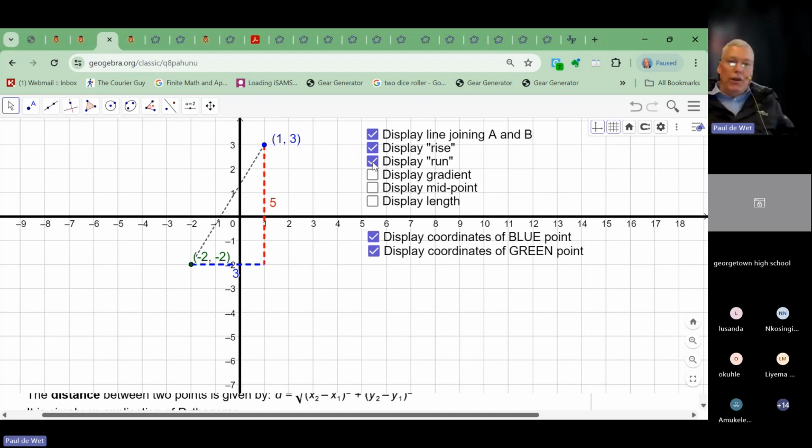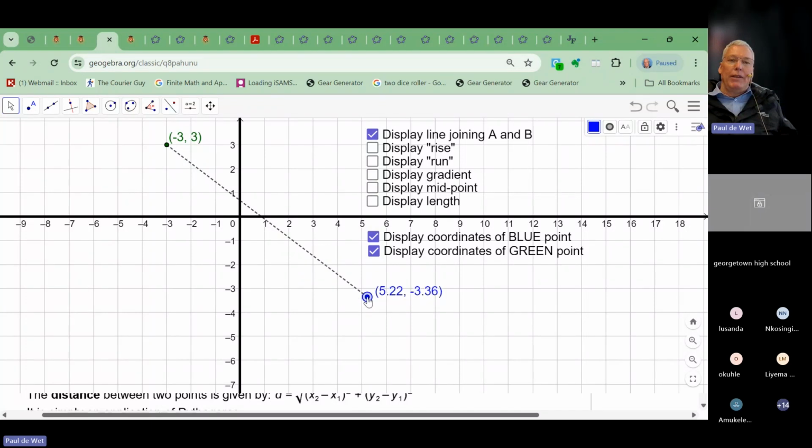Okay, now, so I'm going to turn these off and I'm going to put these points somewhere else. I'm going to put this point over here and I'm going to put this point over here. Now, my rise is actually a negative. How much have I dropped from the green point to the blue point? Okay, guys, I'm actually going to move this point. I'm going to put it there. How much have I dropped?